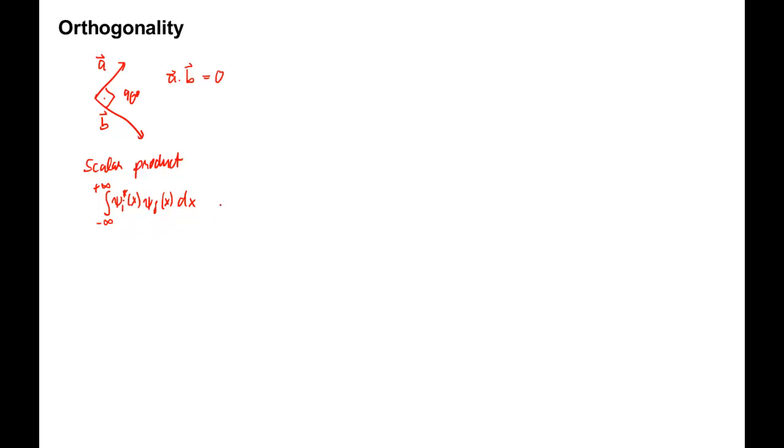We can abbreviate the integral using bracket notation. It's equal to open angle bracket psi i vertical bar psi j close angle bracket. As always in bracket notation, the complex conjugate of the first function in an integral is implicit in the definition of the bracket symbol. Two functions for which this integral is 0 are called orthogonal.